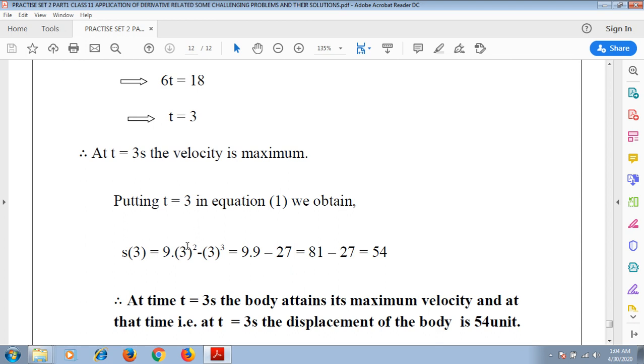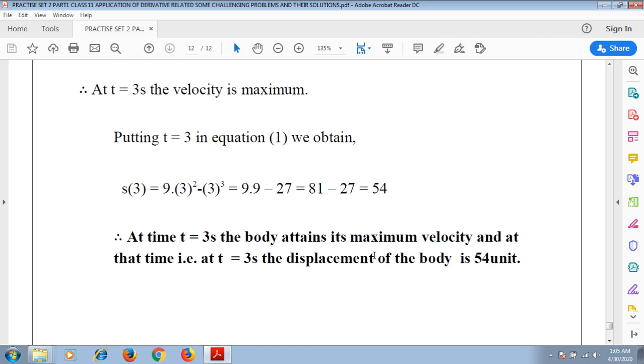That is, we are putting t equals 3 in equation 1, that is s(3) equals 9t square minus t cube. Okay, that is, we are having 9 into 9 minus 27. After putting t equals 3 in equation 1, finally we are having 81 minus 27 equals 54. So at time t equals 3 seconds, the body attains its maximum velocity, and at that time the displacement of the body is 54 units.